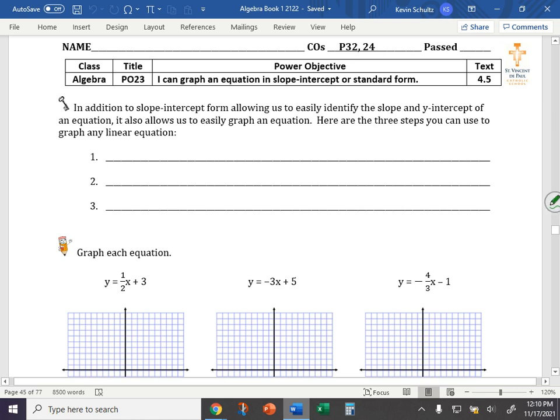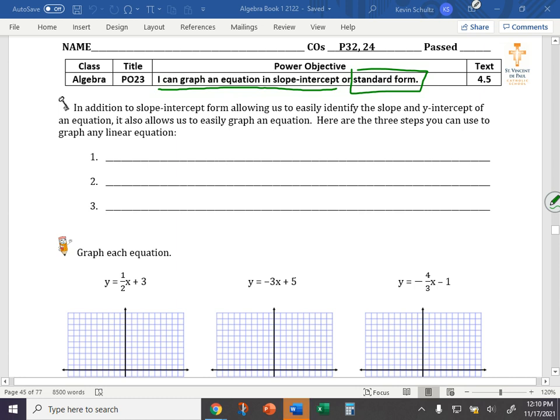Good day, Algebra. We are covering PO23, which is a copycat of last year's PO32, when we graphed an equation in slope-intercept form. The only thing being added onto that now is we're also going to be graphing equations that are given to us in standard form.